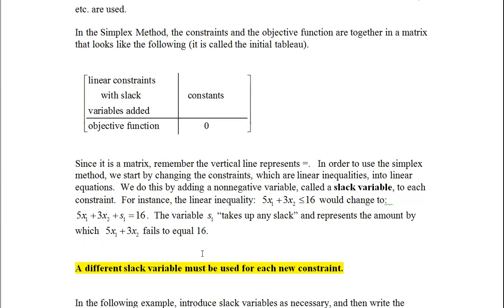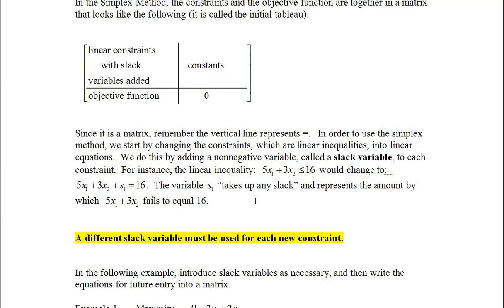Okay? Now, a different slack variable must be used for each new constraint. We don't know what is necessary in one linear inequality, and we can't assume that it's the same amount that needs to be picked up for another linear inequality. So we just use a different slack variable.